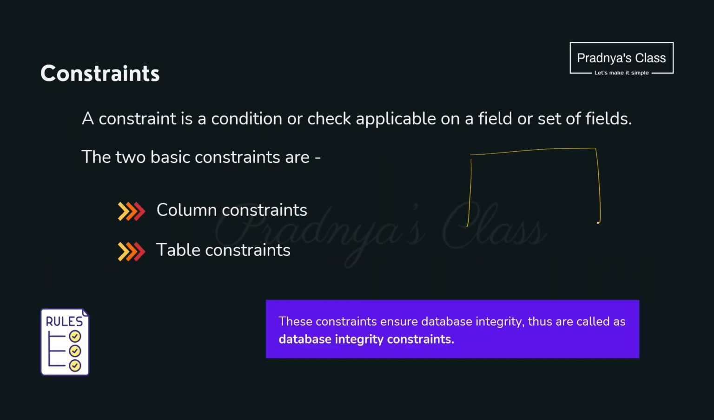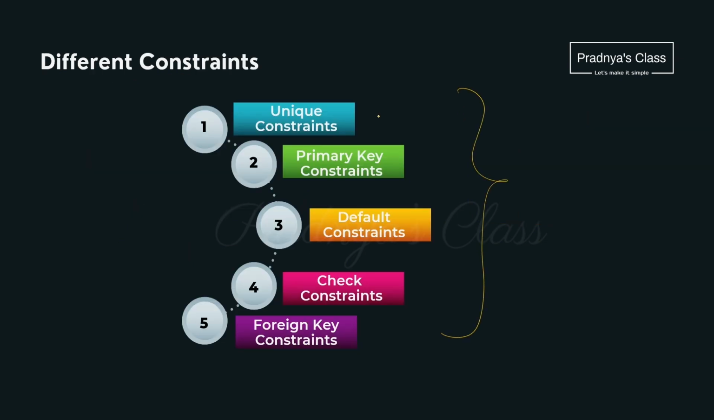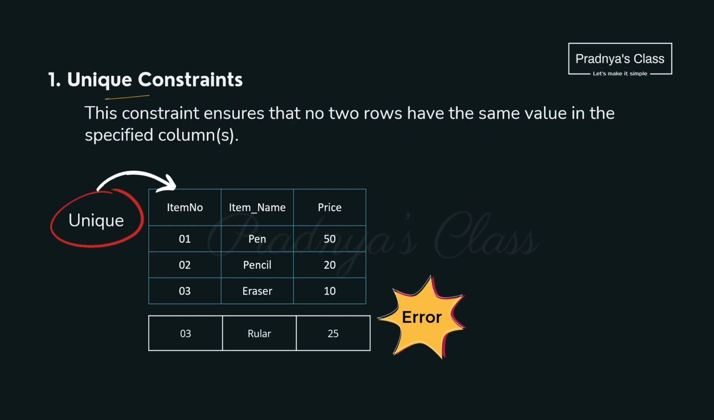Alright, when we create any table while storing data, we can apply some rules on it. Those rules are nothing but constraints. We can apply rules on a specific column as well as on the whole table. Here are the 5 types of constraints: unique, primary key, default, check constraint and foreign key constraint. Let's try to understand the first constraint. With that constraint, we make sure that no 2 rows will have the same value. Look at this table. This is 0, 3 and here is also 0, 3. So this is not applicable.